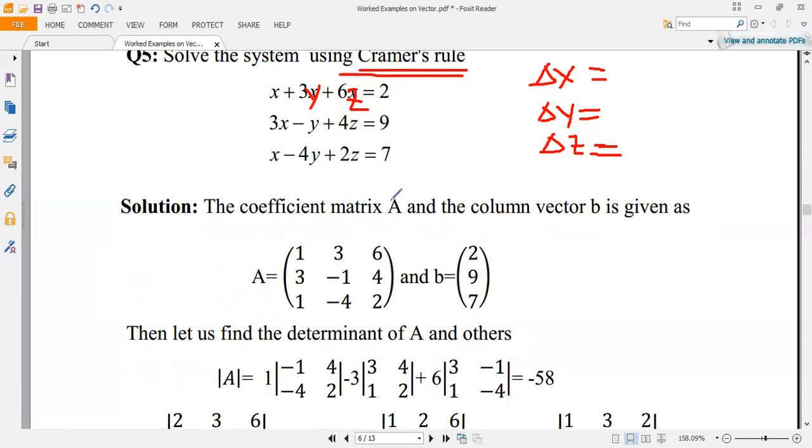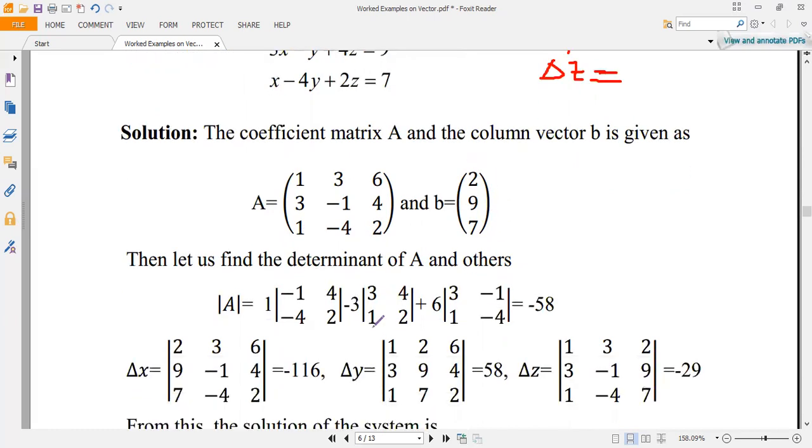Then if we divide these determinants by the determinant of the coefficient matrix, we can directly obtain the solution. So the coefficient matrix of the system is 1, 3, 6; 3, minus 1, 4; and 1, minus 4, 2, and the column vector B is 2, 9, 7. Then the determinant of the matrix using the first row is minus 58.